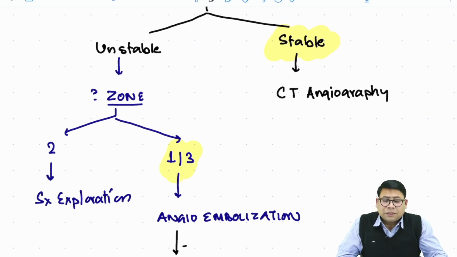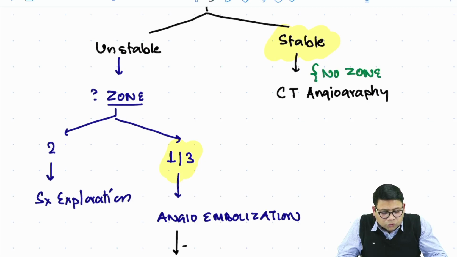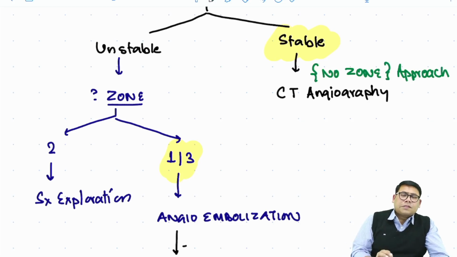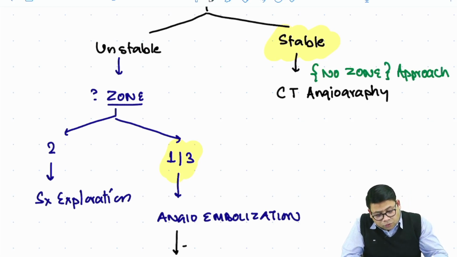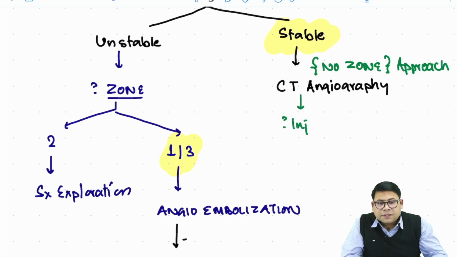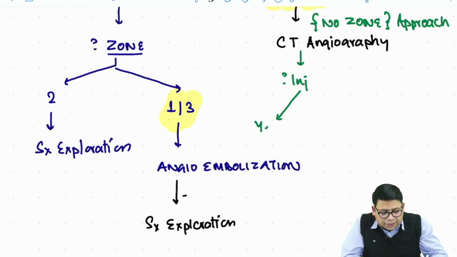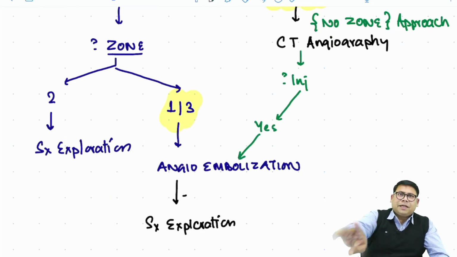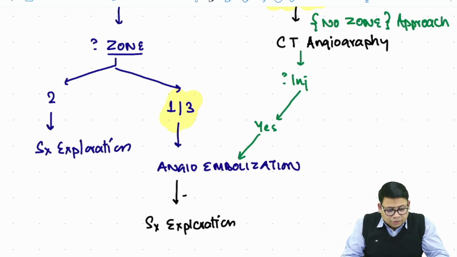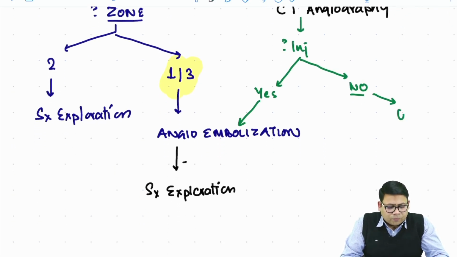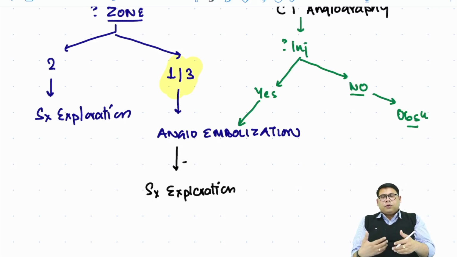Now you must be thinking, sir, here you are not prioritizing any zone. The answer is, for stable patients, we use a no zone approach. Students, this is a very famous question: the no zone approach is used for stable neck injury patients. On CT angiography, you will ask yourself whether or not there is an injury. If there is an injury, then the first thing you will go for may be CT guided or USG guided angioembolization. If there is no injury, then observation is the call. So this is how you are going to manage things.